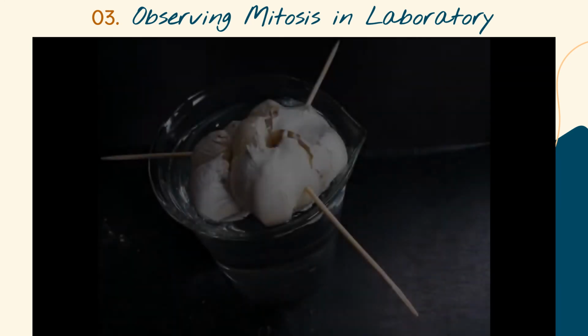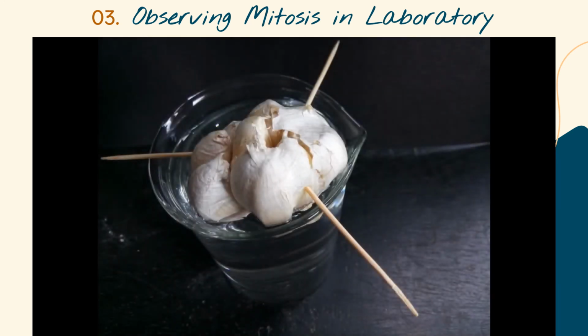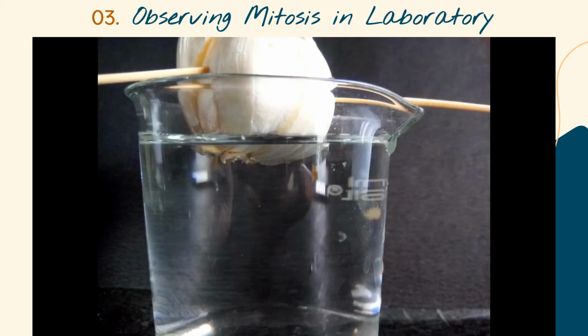To begin the experiment, take an onion or garlic bulb and fix it on a beaker containing tap water using toothpicks like you see here. Make sure the base of the bulb touches the water level. Keep this in a safe corner for a couple of days.